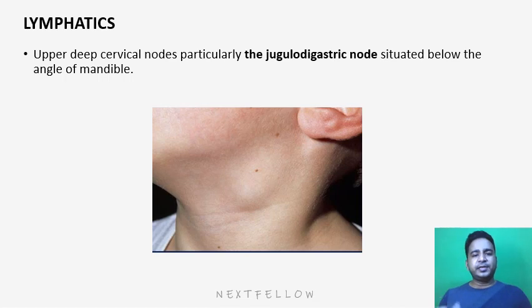Now, what is the lymphatic drainage? The main lymphatic drainage of the tonsillar tissue is the upper deep cervical nodes, which are also known as jugulo-digastric nodes. If you can see in the neck, this is my jugular vein running and the digastric muscle is inserted here. This area carrying the jugulo-digastric node is the most common node involved in tonsillar infection.